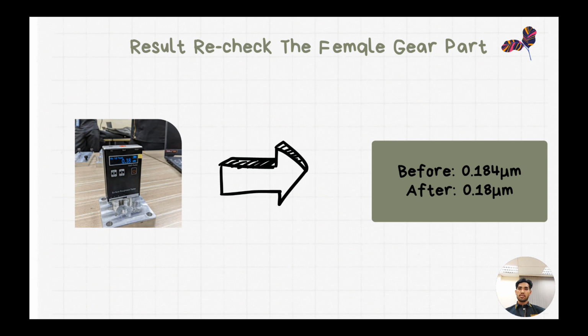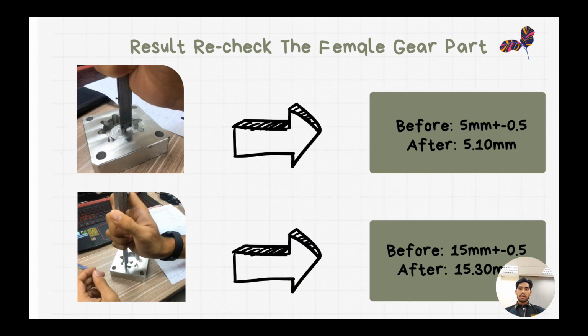Next slide is the seventh inspection, which is 5 millimeter, and the result of our machining is 5.10 millimeter. We check the depth in the mold, which has a depth of 15 millimeter, and the result of machining is 15.30 millimeter.